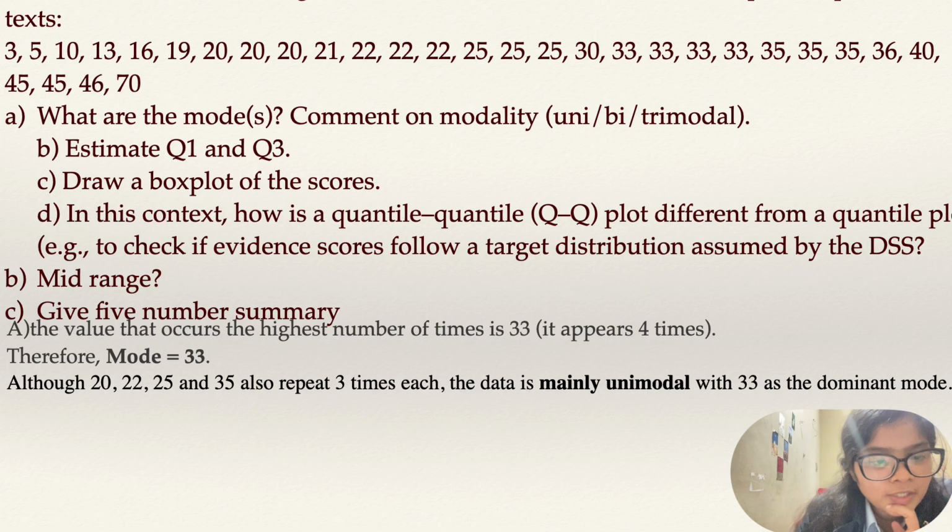The value that occurs the highest number of times is 33. In the dataset you can see 33 occurs more frequently than any other. It appears 4 times. Therefore, the mode is 33. Since there is only one mode, the data is unimodal.